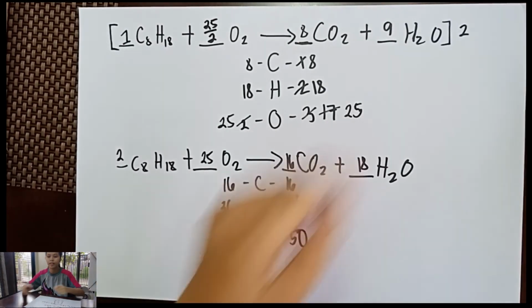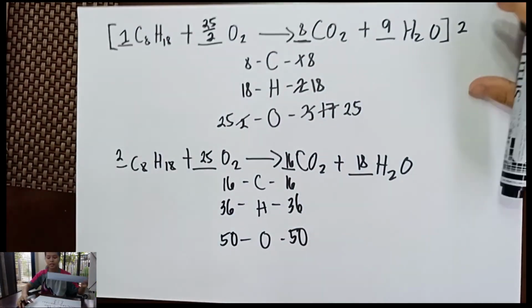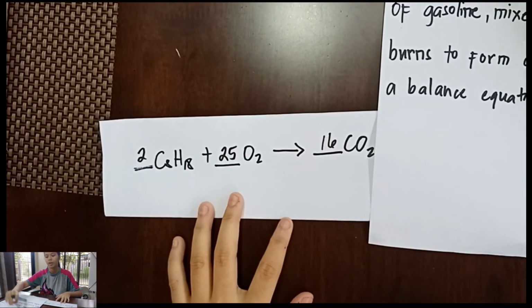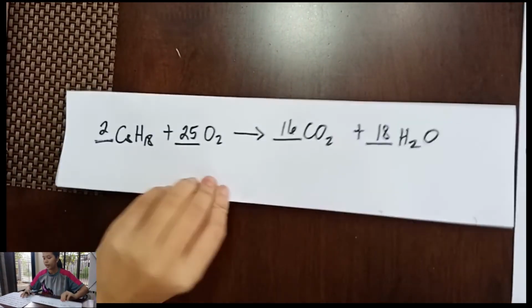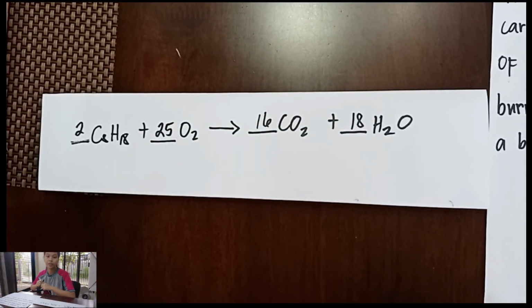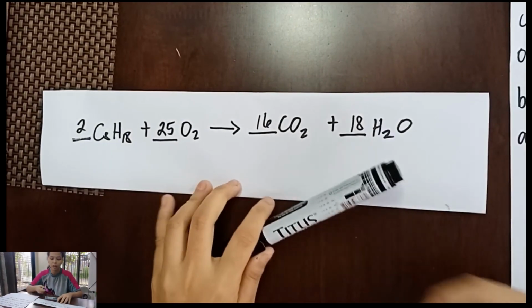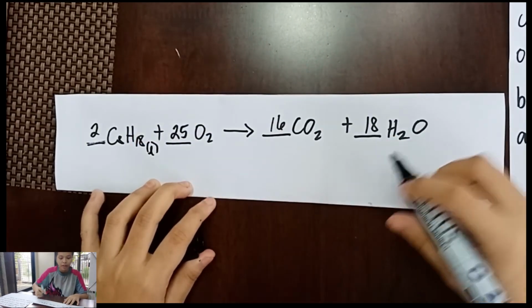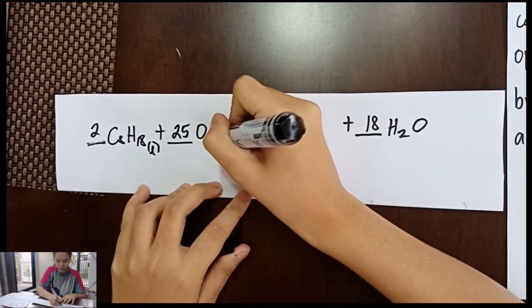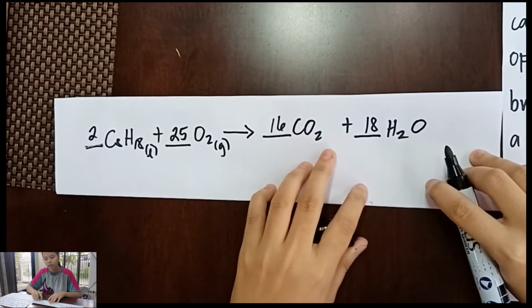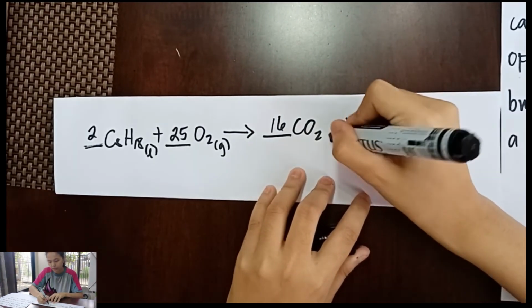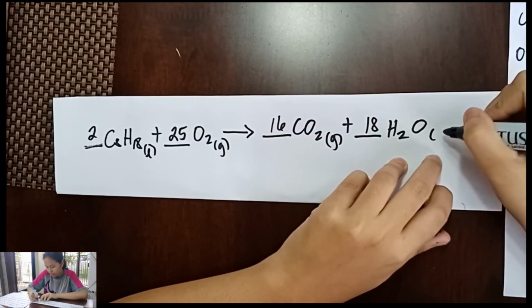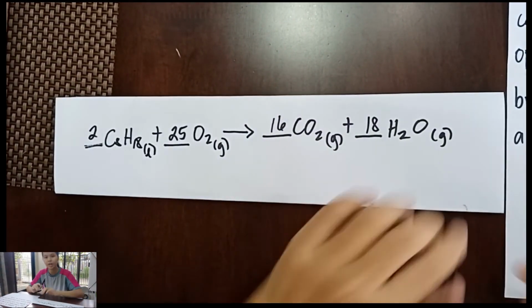So, for our final step, that will be stating the state of each element. In our problem earlier, we have the octane as a component of gasoline, meaning our octane is in liquid form. And then oxygen was in gas form, so G. Carbon dioxide also in gas form, while water vapor, so water, in gas form. So now we have our final answer.